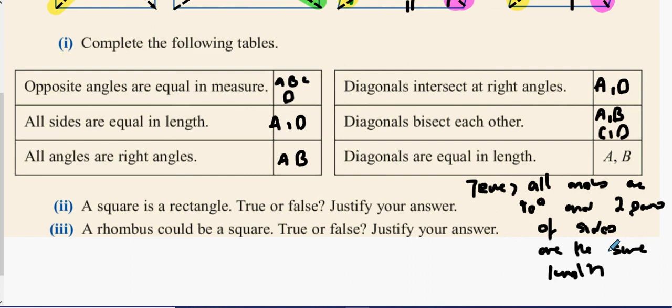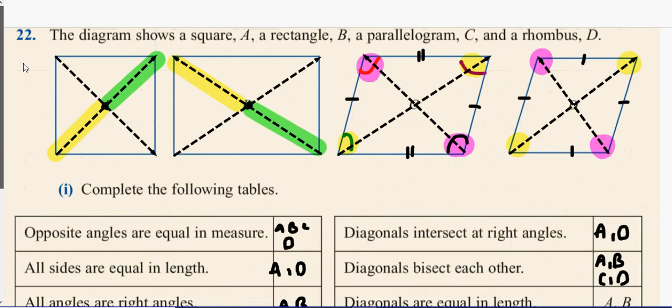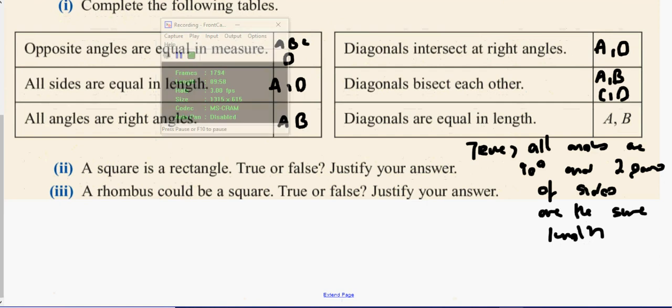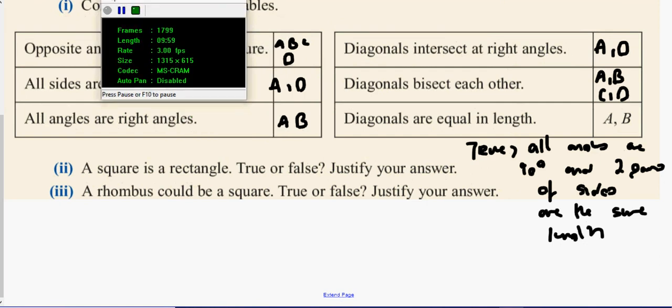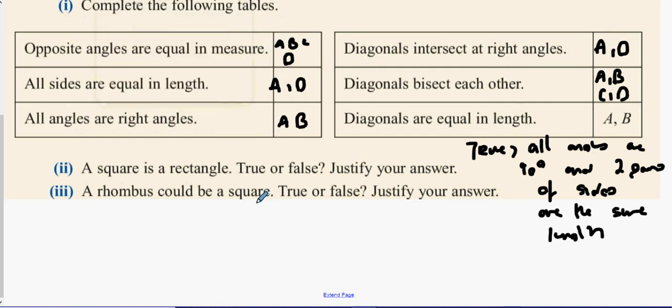Okay, so that's true. A rhombus could be a square. True or false? Justify your answer. Could a rhombus be a square? Okay, so the definition of a rhombus is a four-sided flat shape that has four equal sides. So that's true. A rhombus could be a square. This is true.